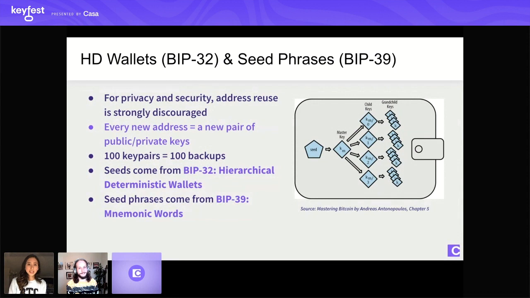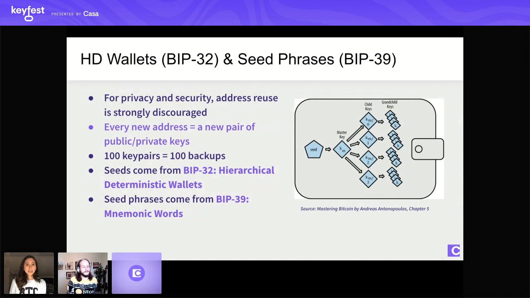And in the early days, the Bitcoin Core client would generate 100 random key pairs on startup and create more as needed. That was great. You never had to reuse addresses, but the problem was there was nothing tying these keys together. So if you wanted to make a backup, you needed to back up every single pair of keys.